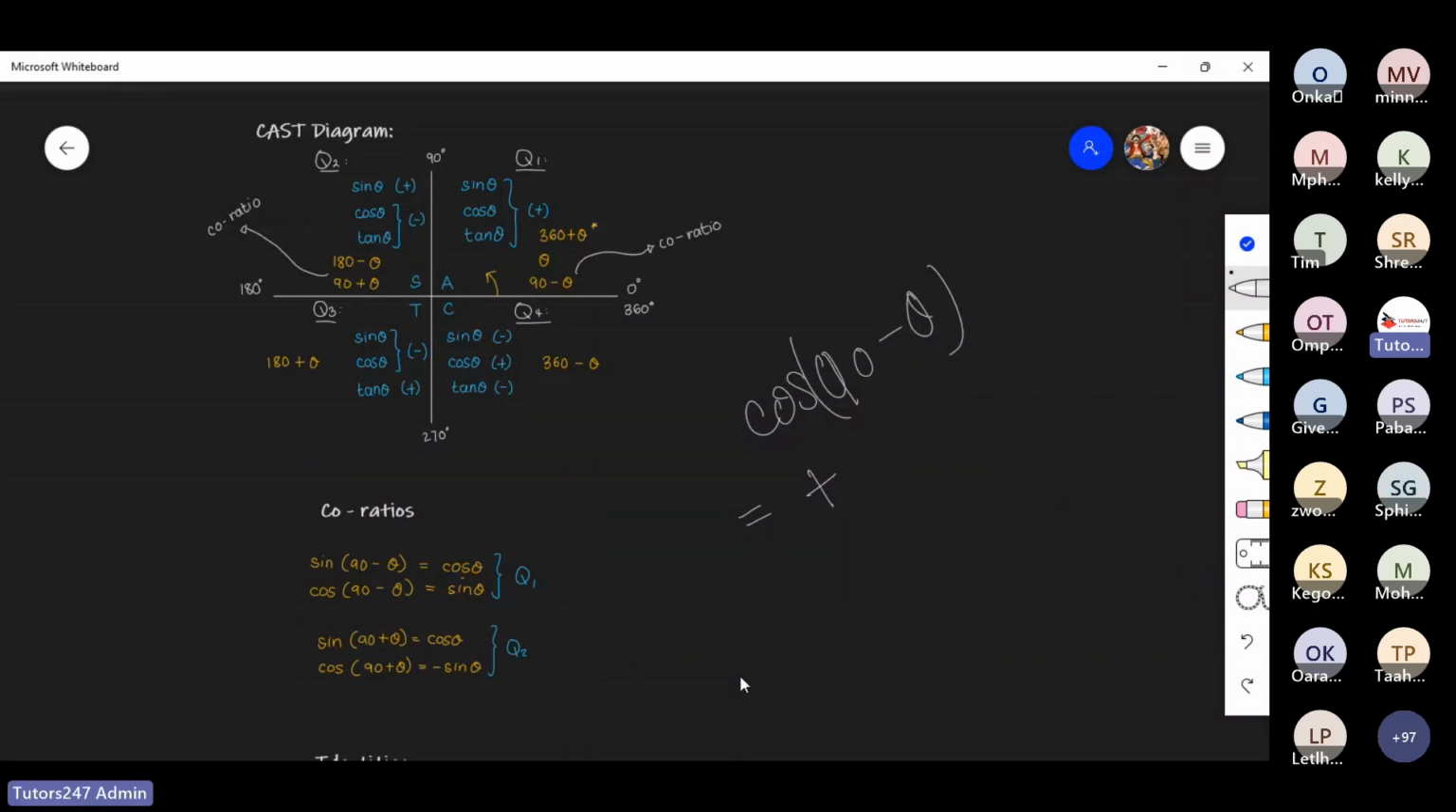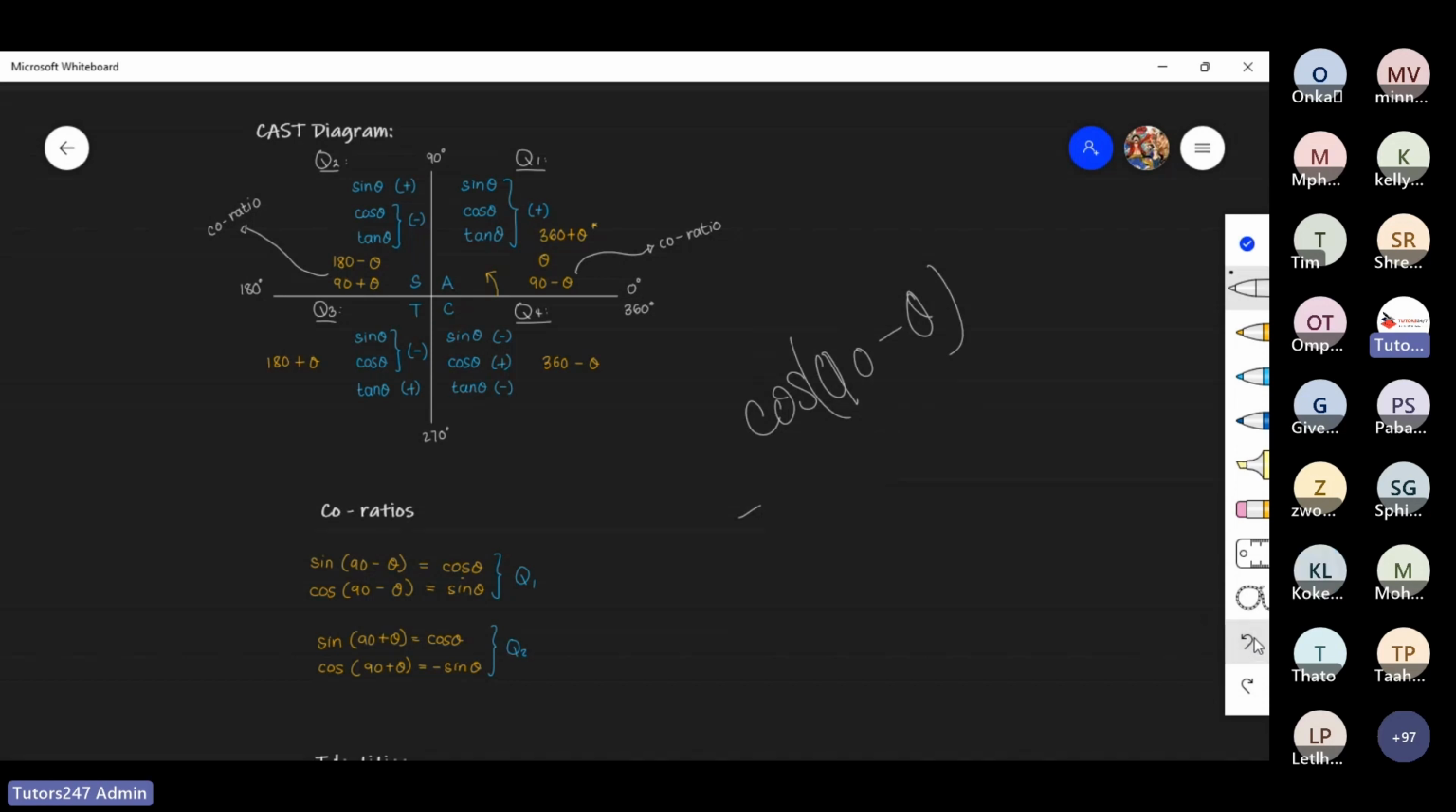Next, we ask ourselves, okay, we are dealing with a co-ratio, so this 90 is then going to convert that cos into sine, and we bring down theta. That is how we are able to get positive sine theta. So we'll have a look at the last two within quadrant 2.